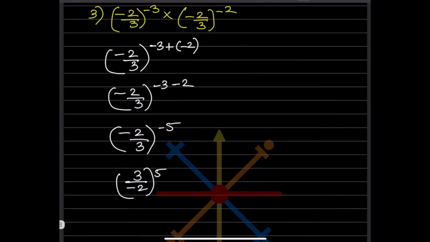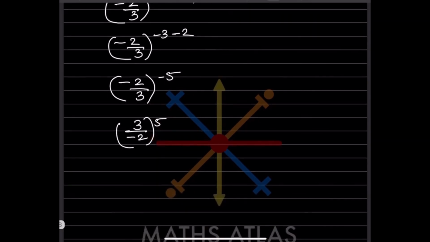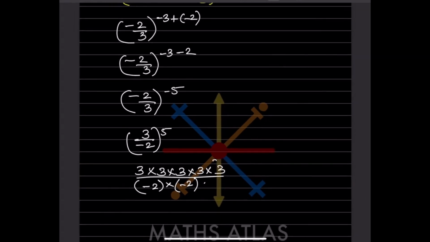So now you know again the rule, this into this one. So this we are going to multiply 5 times, and again negative 2 you are going to multiply 5 times. Sorry, this will be 3.